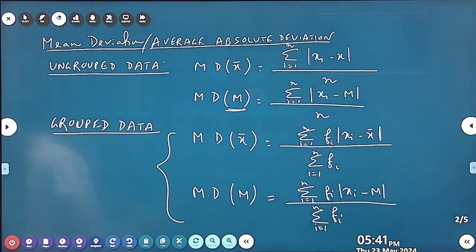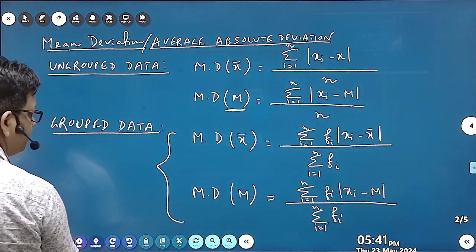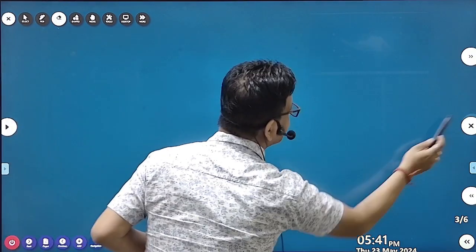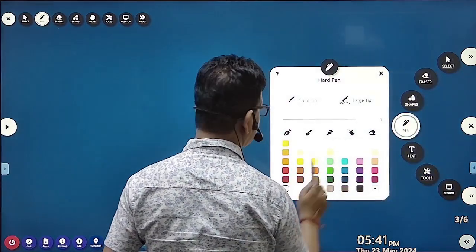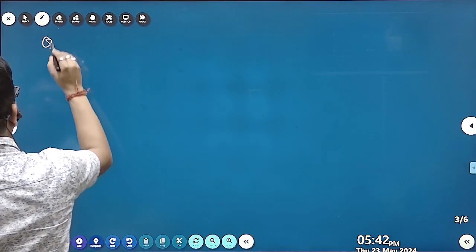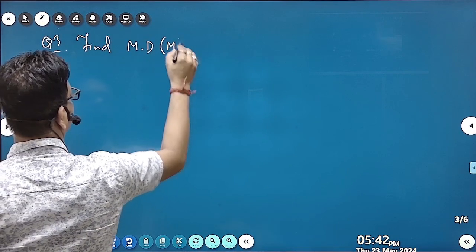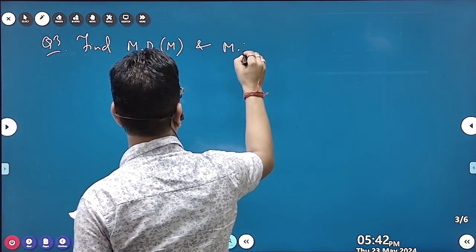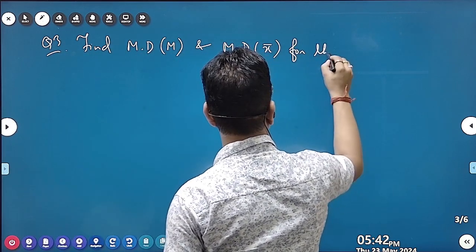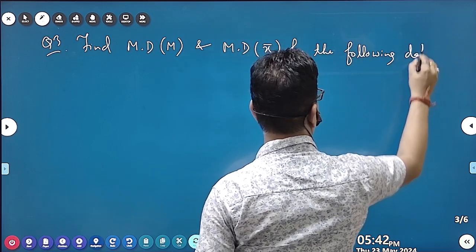Okay. So write two questions for this. Can I write a question? Is it okay? All right. So it will be now question number 3. I'll brief it, but you'll try at home. Okay. So question 3 is find MD about mean and MD about median for the following data. For the following data. All right.